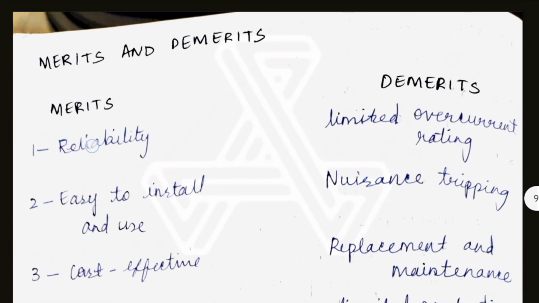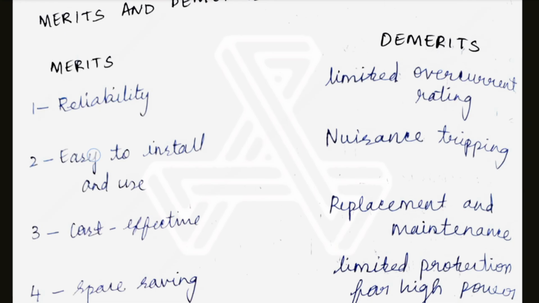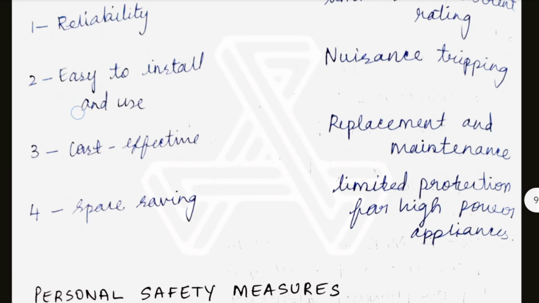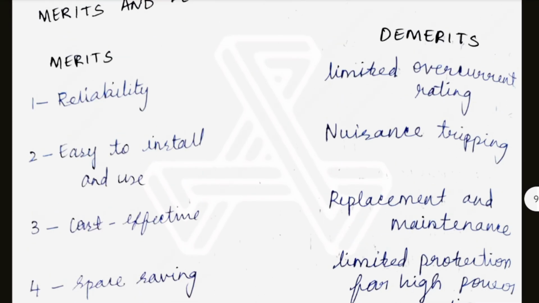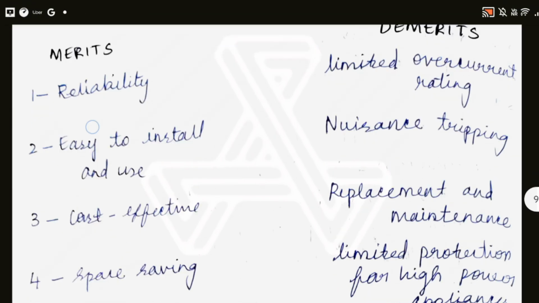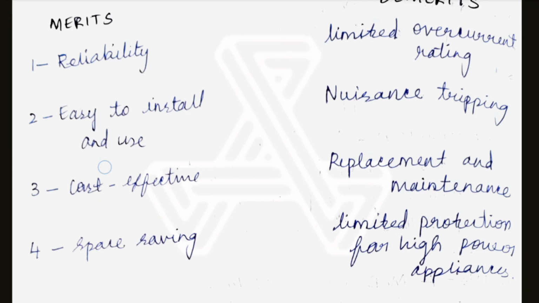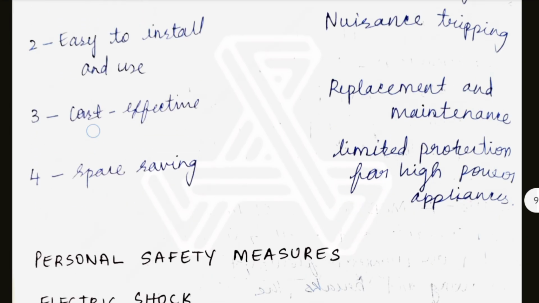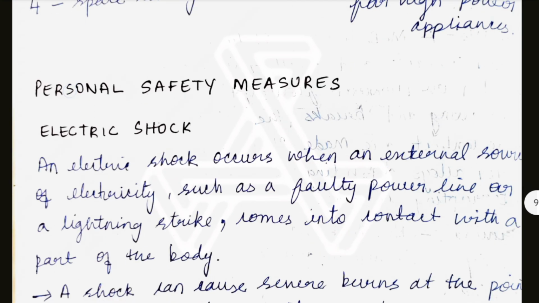Merits and demerits. Merits: reliability, easy to install and use, cost effective, space saving. Demerits: a limited overcurrent rating, nuisance tripping, replacement and maintenance cost high, limited protection for high power applications and appliances.